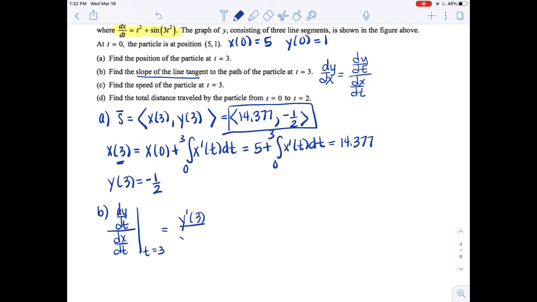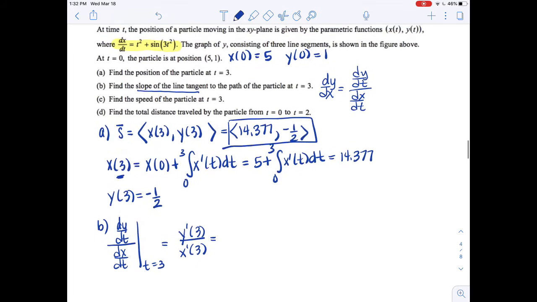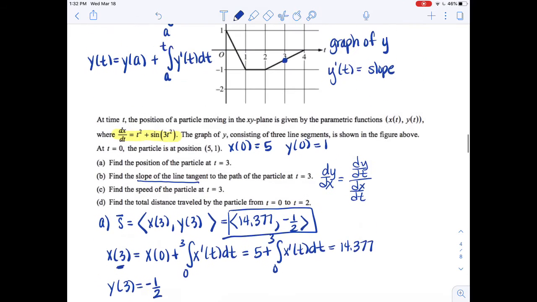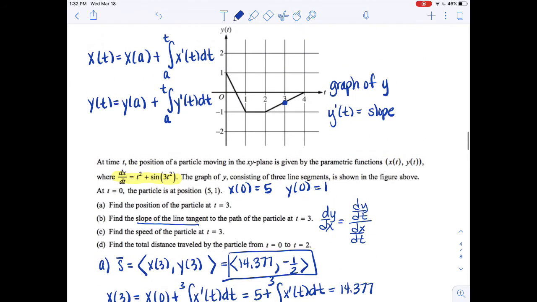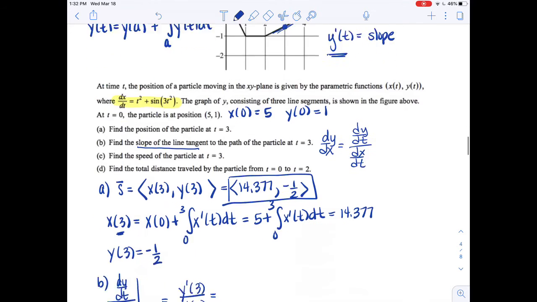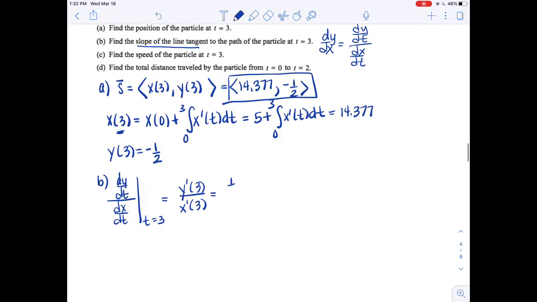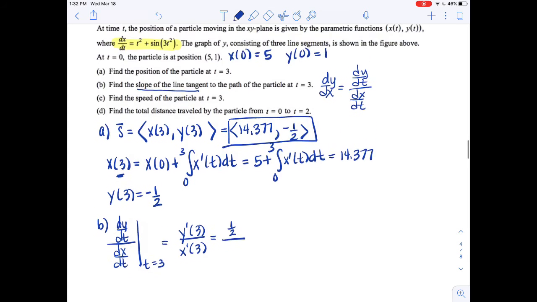Okay? So in other words, you need y prime of 3 over x prime of 3. Let's start with y prime of 3. As I mentioned above, you have the graph of y, so a y prime of t value is going to come from the slope. What is the slope when t equals 3? Well, if you count your y's over your x's, up 1 over 2, you have a slope of 1/2. So y prime of 3 is 1/2.